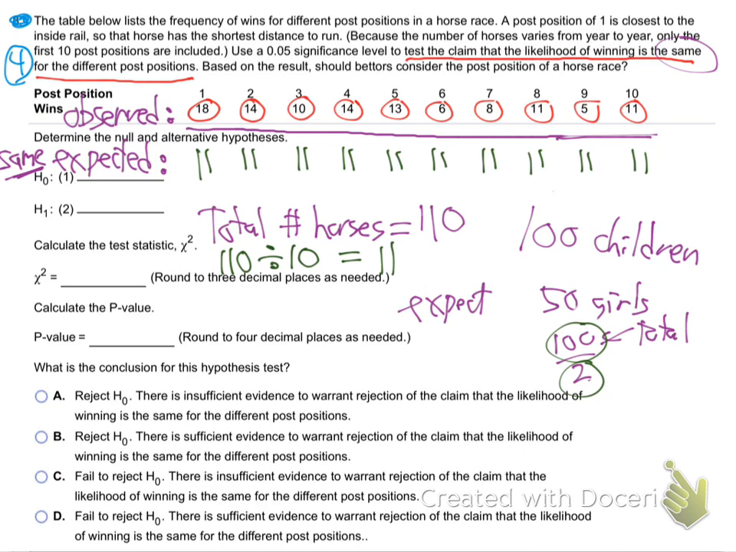So just like to figure out how many girls you would expect if 100 kids were born, you take 100 and divide by 2, because there's just boy and girl, 2 categories. Here we have 110 total horses. If you add up all the observed horses, 110 divided by 10 different categories, we would expect 11 horses in each category if they were all equal. If post position made no difference, then we would expect 11 winners starting from each post position.